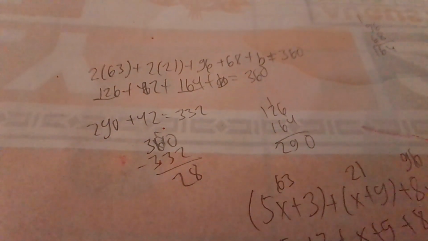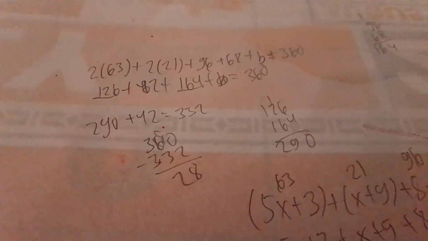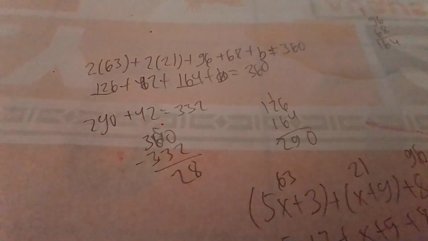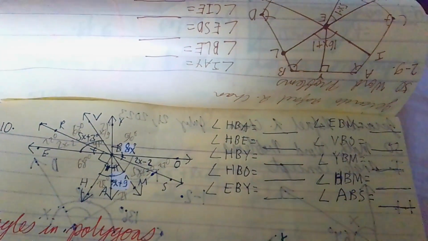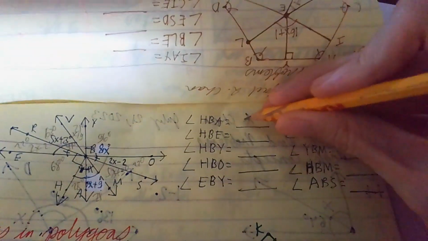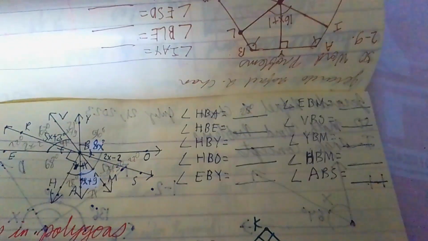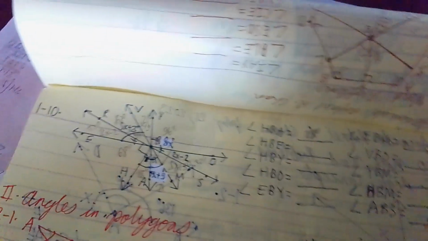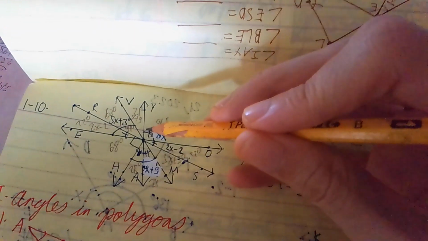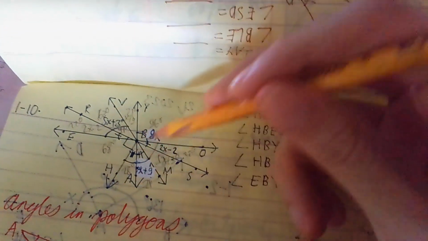Alright? And now, that's how we do the problem. Now, we've already gotten everything. Now, we can already solve the puzzle. So, what's the measure of angle HBA? Angle HBA, which we got a while ago, is 28 degrees. So, 28 it should be. Next. Angle HBE. HBE. Yup, HBE. That's 68 degrees. Very good.